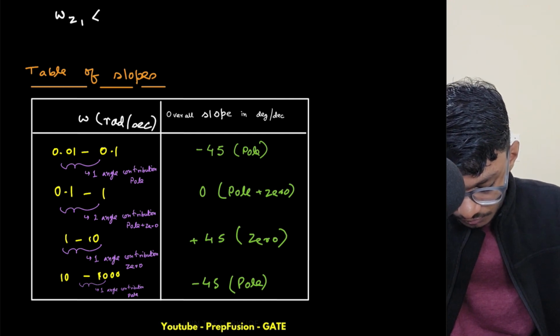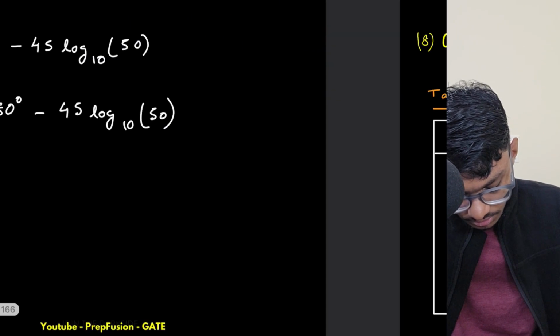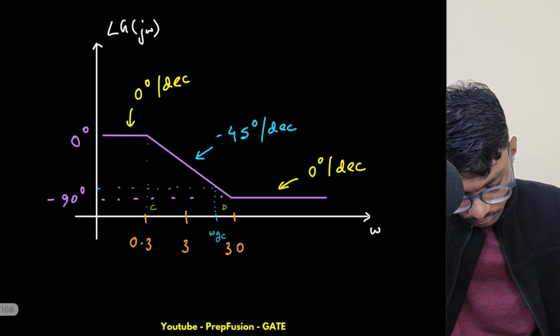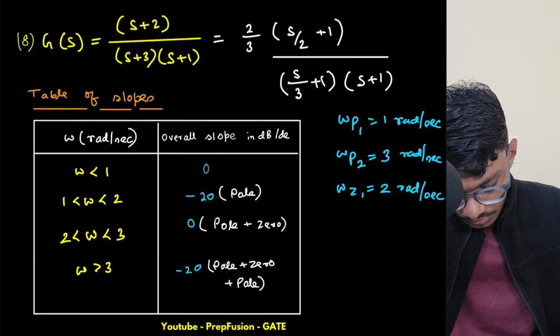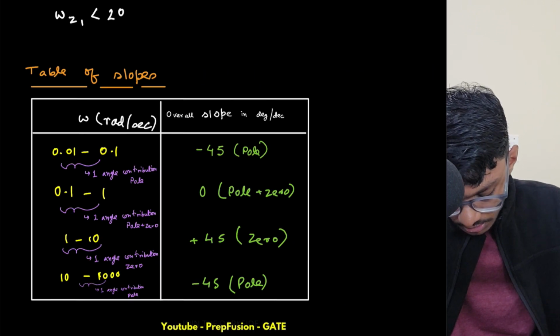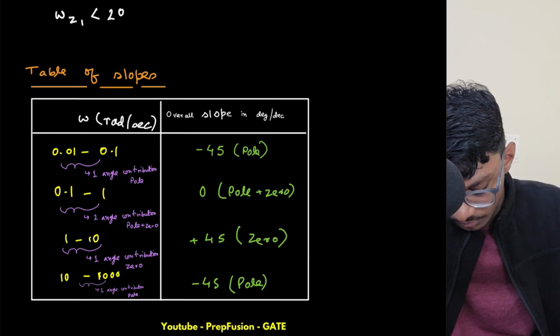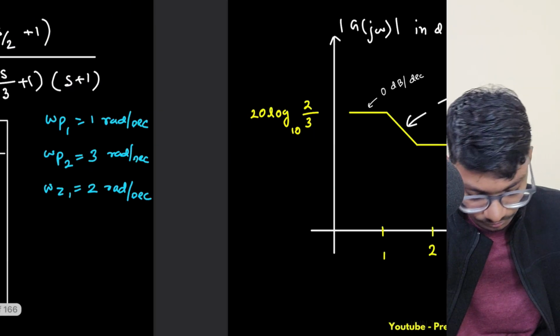Omega z1, 10 times before and 10 times after. So 10 times after is this, and this 10 times after is this, 20, and all these are in radians per second. I'm not writing this. All these are in radians per second. 20 and 2. 20 and 2.